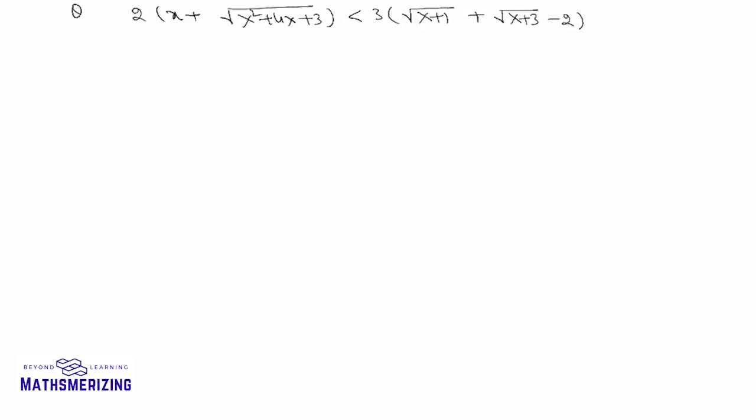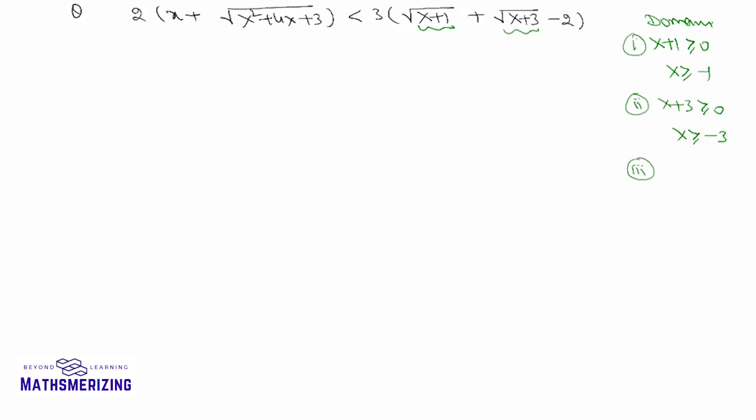First thing again that I'll do is I'll find its domain. So I'll write the condition for x plus 1. So x plus 1 should be greater than or equal to 0. That is, x is greater than or equal to minus 1. I'll write the condition for x plus 3. So x plus 3 should be greater than or equal to 0. x should be greater than or equal to minus 3.